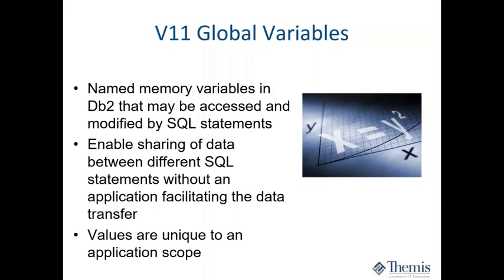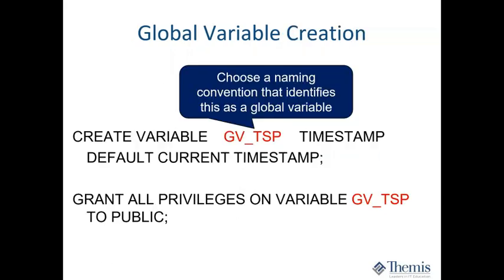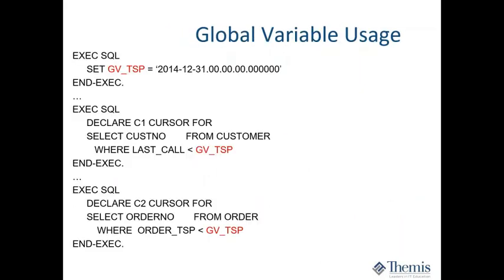So if we create a global variable, in this case, I've created a global variable the DBA has called GV timestamp, and they grant privileges to it. With SQL now, I can say, hey, set GV timestamp equal to, and I'm giving it a timestamp value. So the definition of the variable lives in DB2 in a catalog table. But if you and I both use this variable, we'll have our own copy of it. So in that sense, they work a little bit like temporary tables.